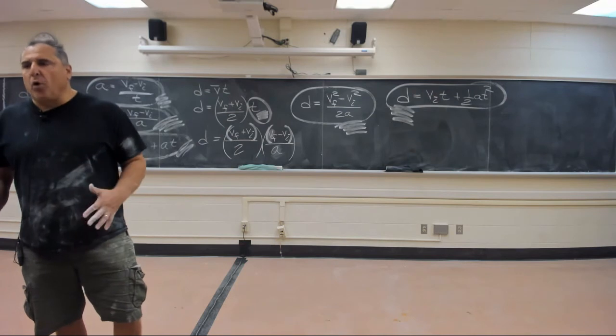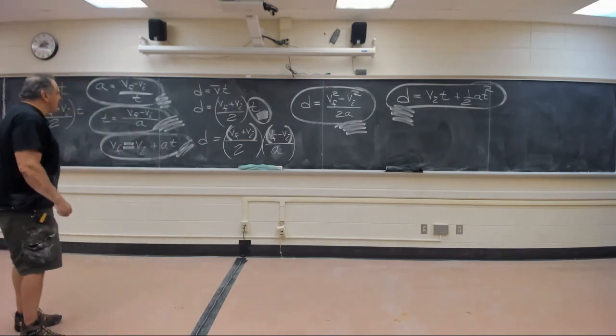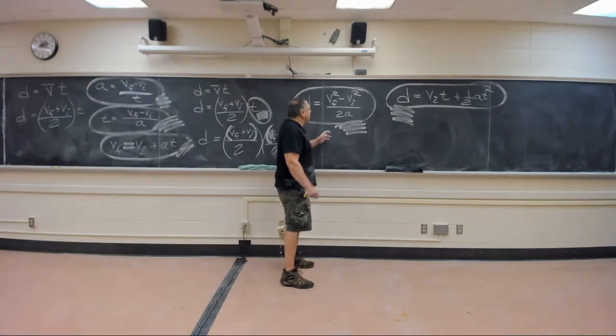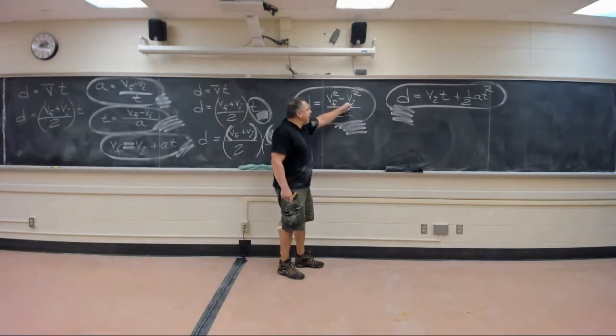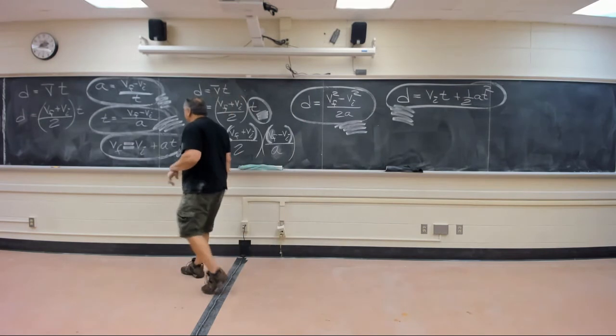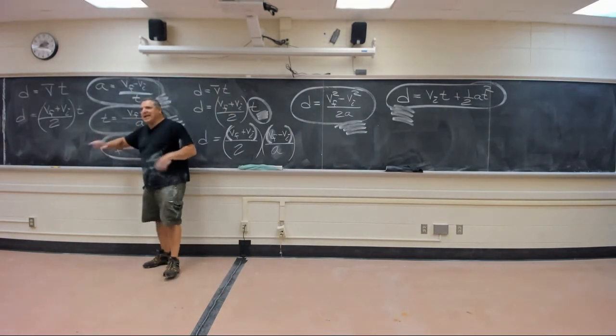But if I know four of them, even three of them gets me there. If I know VF and I know VI and I know A, if I know those three, bam, I can get T. I can get the fourth one.